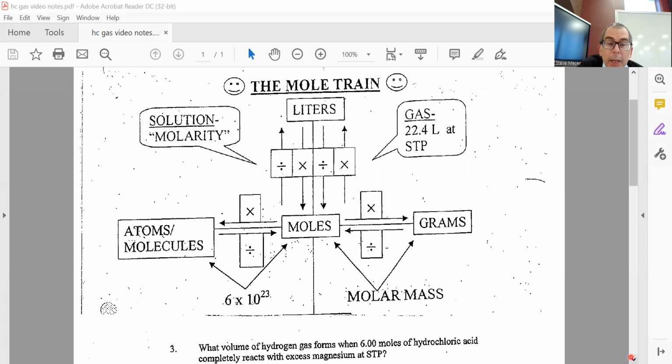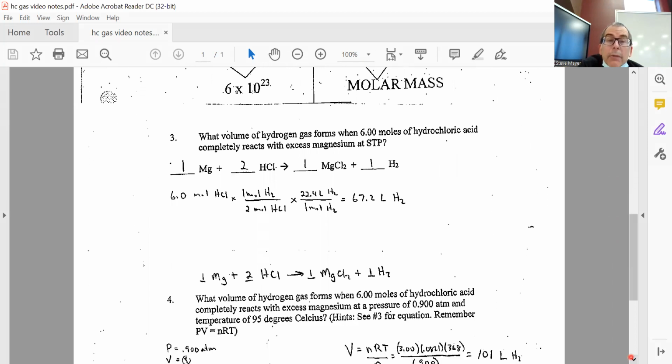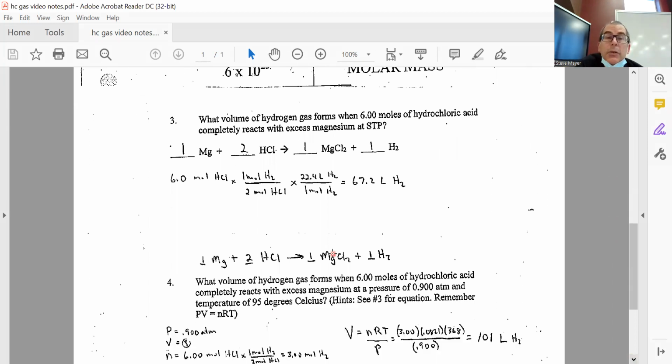And I'm going to do number 3 on page 13, I believe. And the question asks, what volume of hydrogen gas forms when 6 moles of hydrochloric acid completely reacts with excess magnesium at STP? So the trick here is I can't just take 6 times 22.4, because that's how we convert moles to liters, because I have to be converting the right substance to the right substance. So we really have to use an extended mole train in this process. And I'll just demonstrate that with the stoichiometry below.